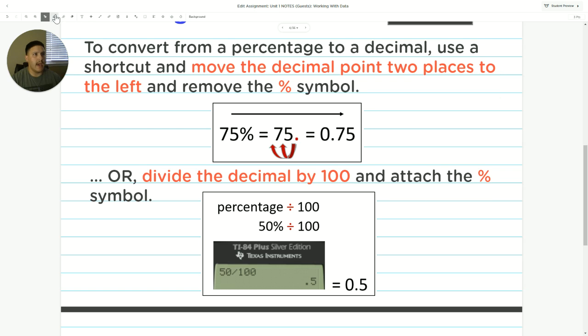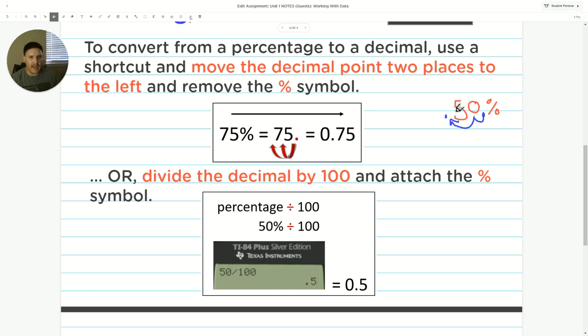So let's say we have 50%, and we want to change this back into its decimal form. Well, its current decimal is right here after the 0. Now, instead of going to the right twice using the shortcut, since we're going backwards from percentages to decimals, we're going to move the point to the left twice. And of course, if there's any issues, we make sure to correct them.